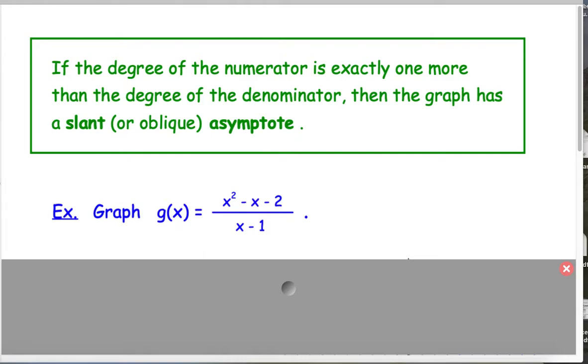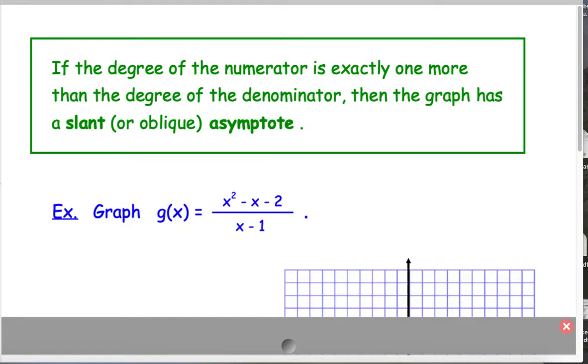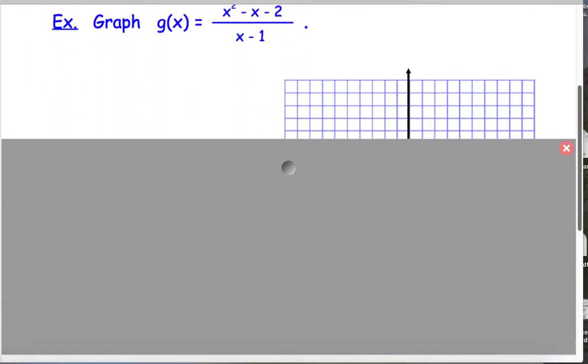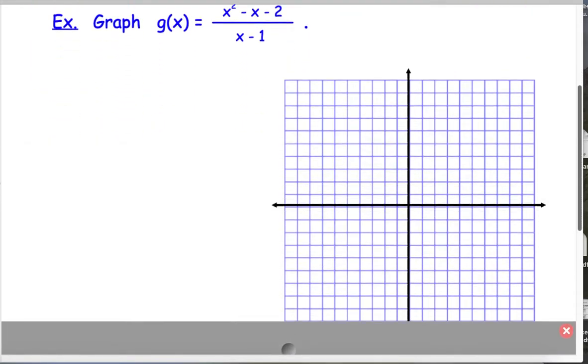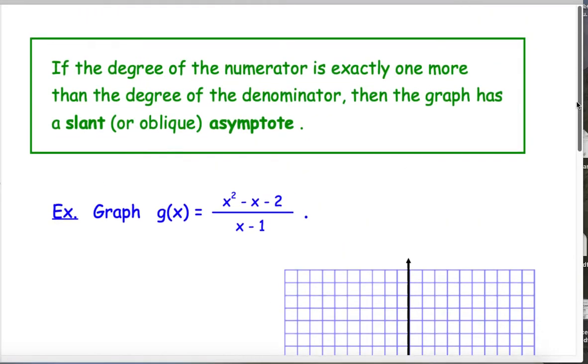One last thing to mention. If the degree of the numerator is exactly 1 more than the degree of the denominator, then the graph has what we call a slant or oblique asymptote, a slant asymptote. So here's an example. And let me refer back to the last 2 examples that we did.